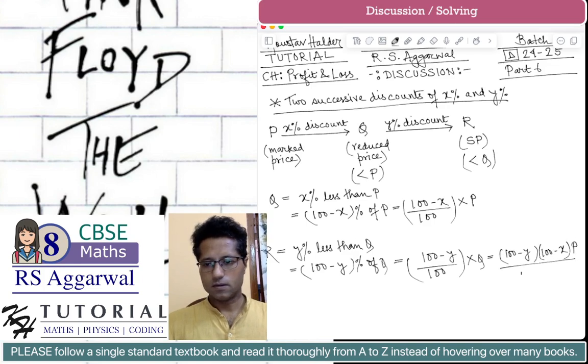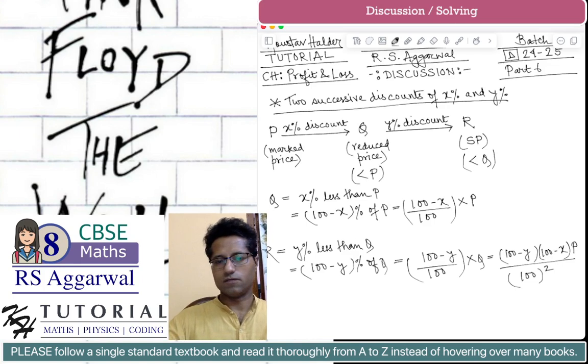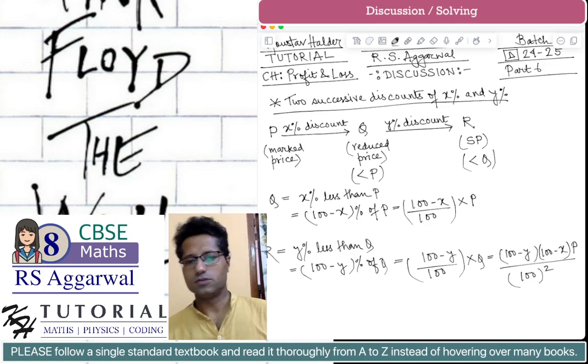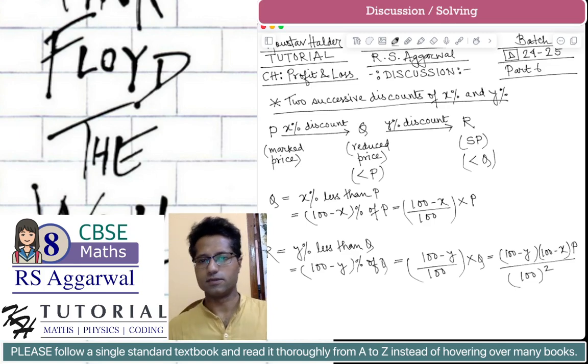Now please note, it is absolutely not necessary to remember this formula. If you are given two successive discounts of, let's say, 20% and 10%, and asked to find the final selling price, please do not remember this formula. I am just trying to explain how the reduced prices are calculated, and that the final reduced price is the selling price. That is, how the reduced prices are calculated from the mark price and the successive discount rates.